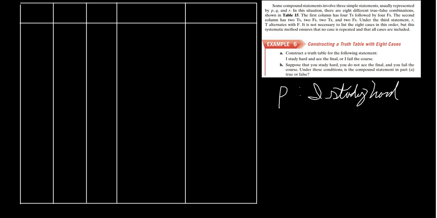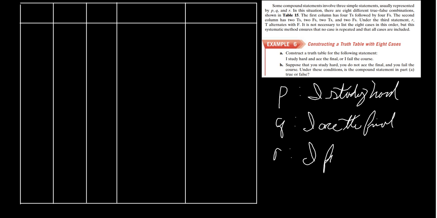Q is going to be I ace the final. Looks awful, but that's just the way it is. And then R is going to be I fail the course. Okay, so these are my statements. P is I study hard, Q is I ace the final, and R is I fail the course.